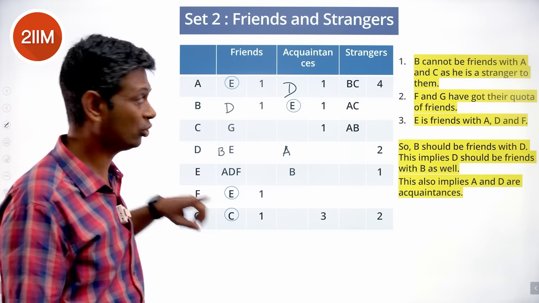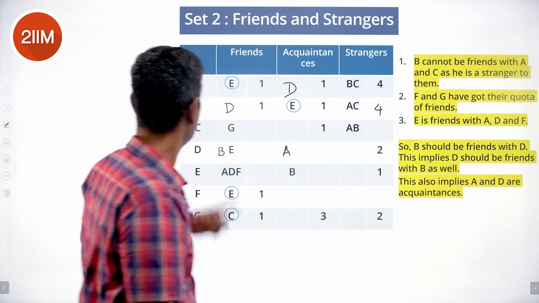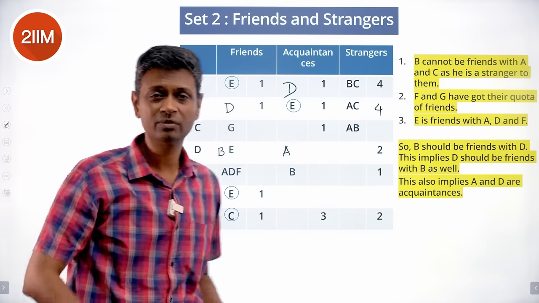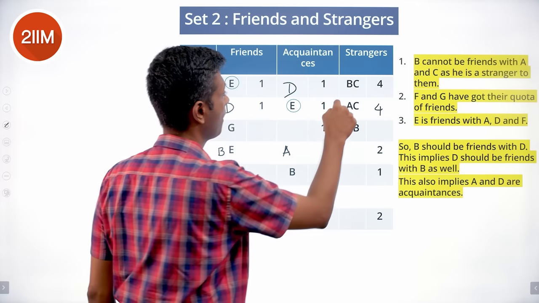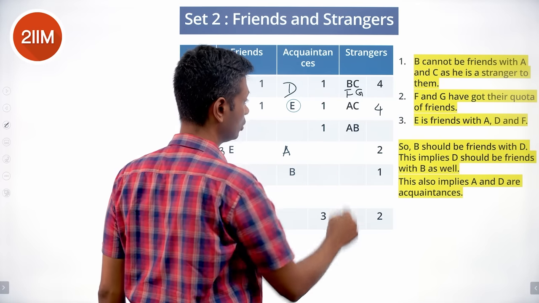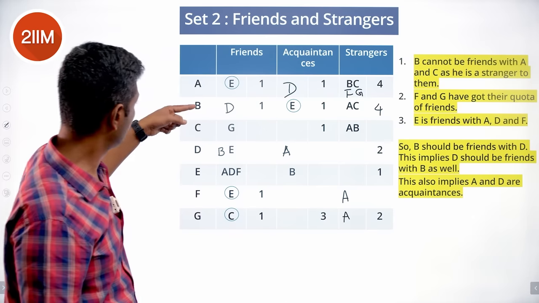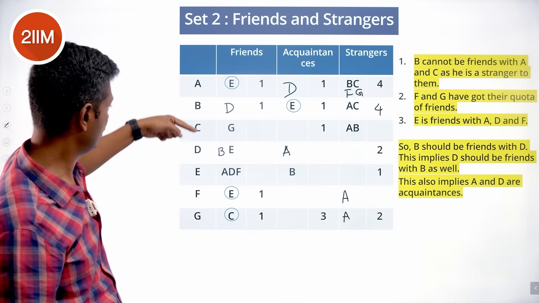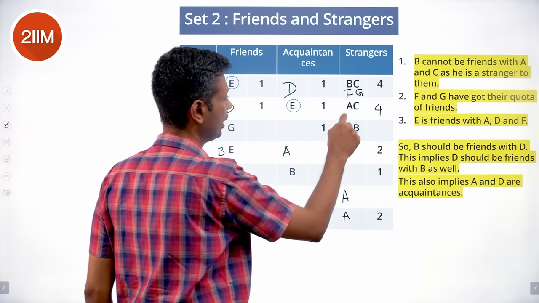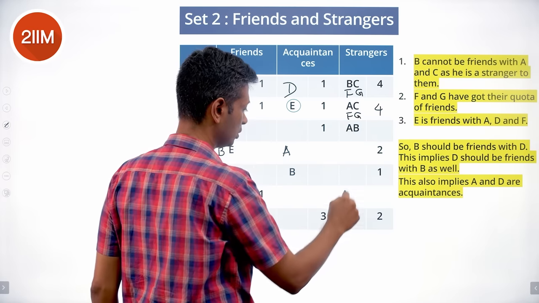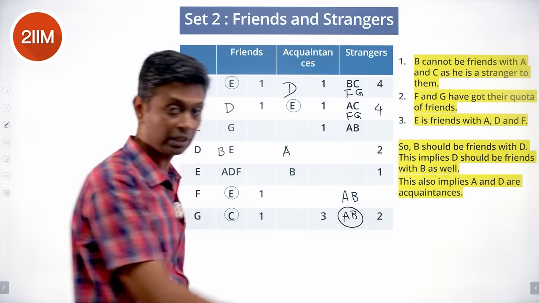So this automatically means we can fill out the four numbers here. A is friends with E and D, but the other four should be acquaintances: B, C, F, G. So on both F and G, we have to add A. B is acquaintances with A and C, and then D gets accounted for. Once again, F and G. So A, C, F, G. So this should be B, this should be B. That means this is accounted for completely.